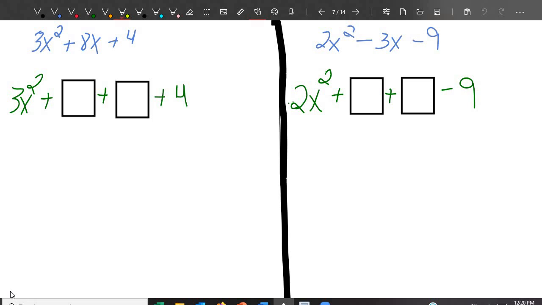Now, what we're going to do is split this 8x into 2 terms. So instead of having 3 terms, I'm now going to have 4 terms. Now, I don't do anything with the 3x squared. I don't do anything with the 4. But we do have to multiply the 3 and the 4 together. When I multiply those together, I'll get 12. We're going to list out the factors of 12 and find a pair that equals 8. Well, notice these two equal 8.